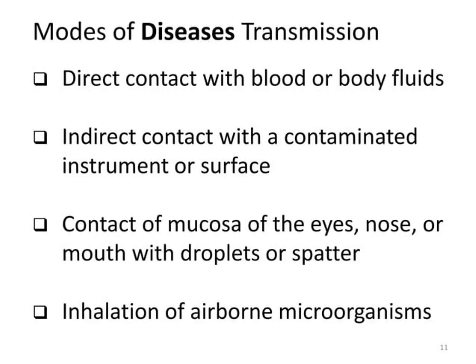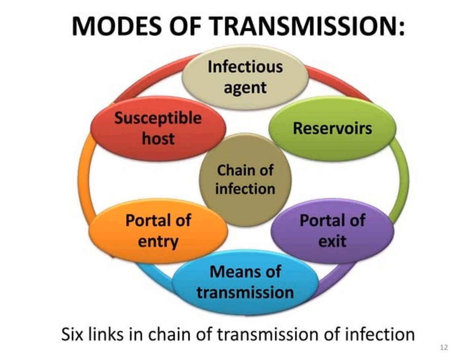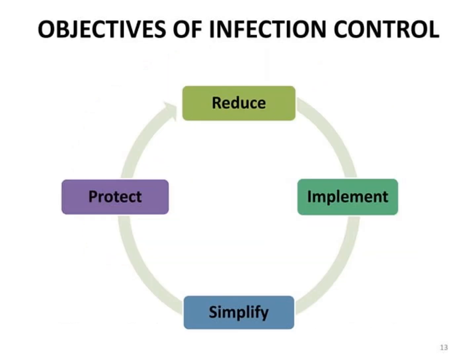The modes of disease transmission are direct contact with blood or body fluids, indirect contact with contaminated instrument or surface, contact of mucosa of the eyes, nose, or mouth with droplets or splatter, and inhalation of airborne microorganisms. The modes of transmission include infectious agent, reservoirs, portal of exit, means of transmission, portal of entry, susceptible host. All of these form the chain of infections. The objectives of infection control are to reduce, implement, simplify, and protect.